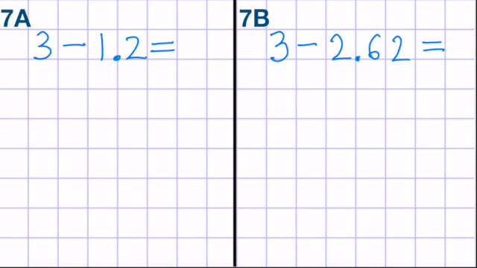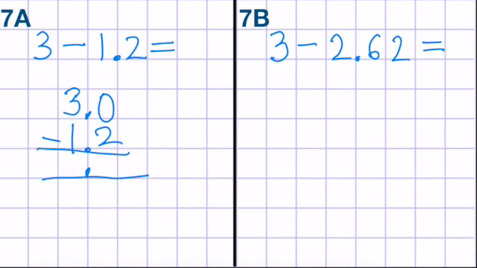7A is 3 subtract 1.2, and 7B, 3 subtract 2.62. So 3 subtract 1.2. We have one decimal place here, 1.2. So that means I need to add a decimal place to my 3. So it becomes 3.0 subtract 1.2. We'll use the column method. Don't forget your decimal place in your answer box.